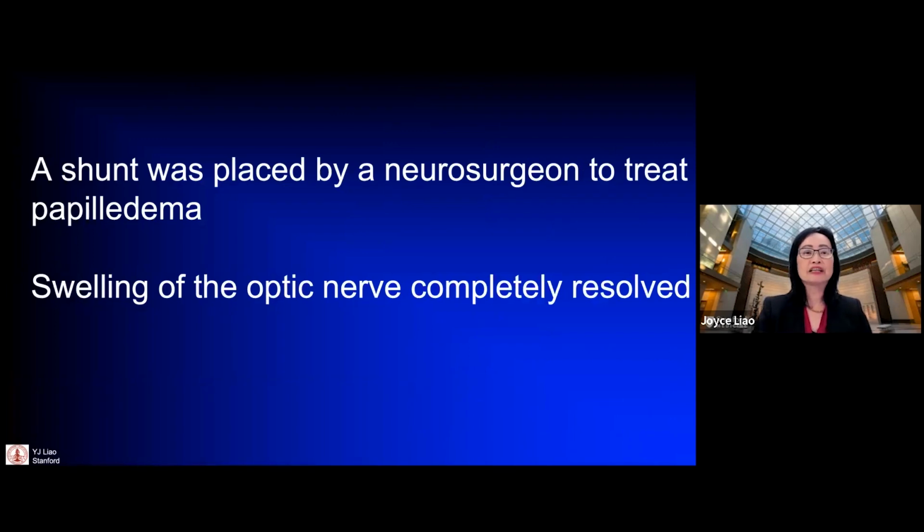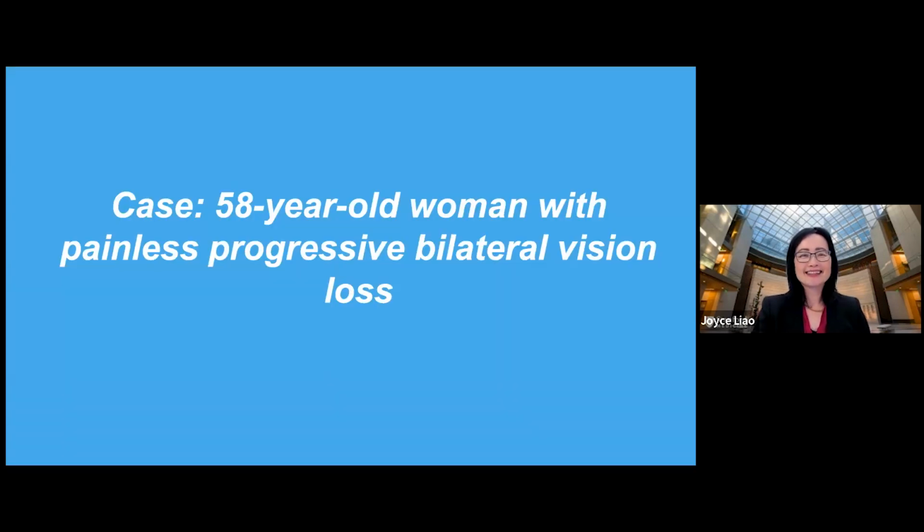Fortunately, we were able to intervene in a timely manner. A shunt was placed to decompress the brain pressure by a neurosurgeon, and the swelling of the optic nerve completely resolved.